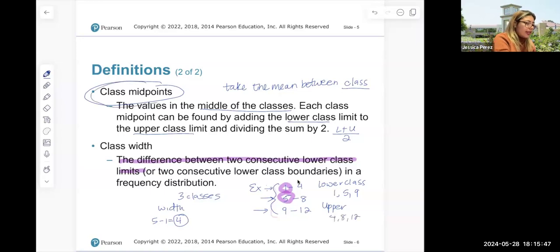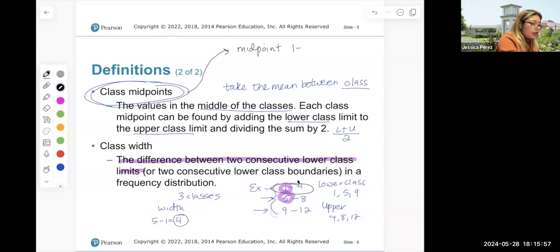Now, if I want to find the midpoint over here, the midpoint would be the average between the two. So I would do 1 plus 4 over 2. That'd be the first, 5 over 2, or 2.5. And then I have 5 plus 8 divided by 2. That would be my second. 5 plus 8 over 2, that would be 6.5.